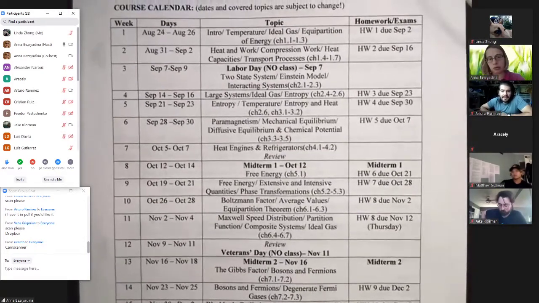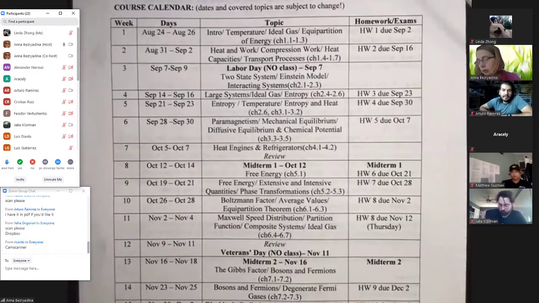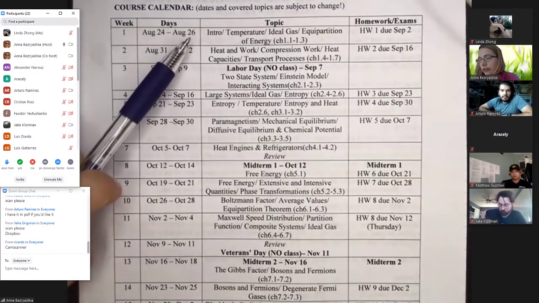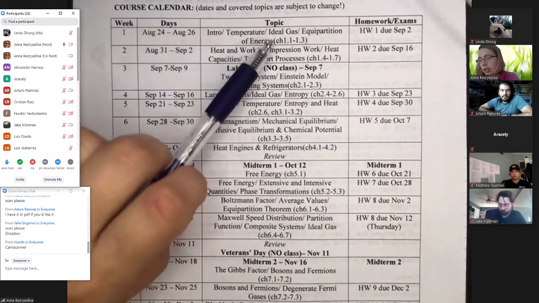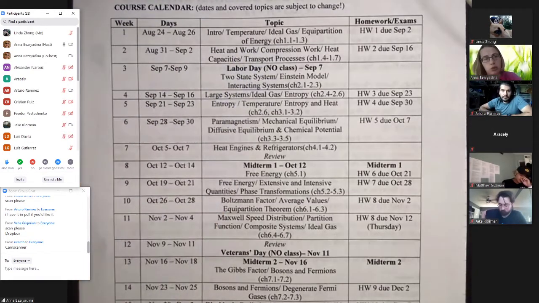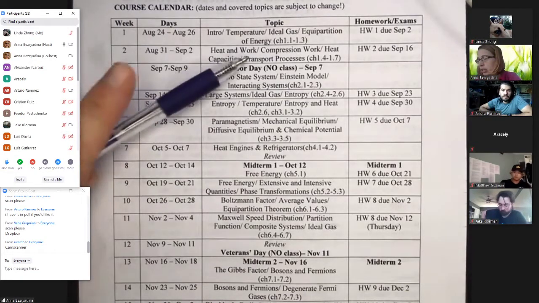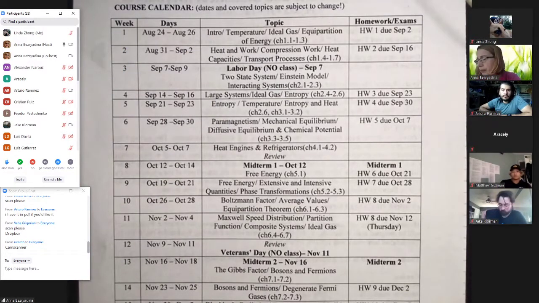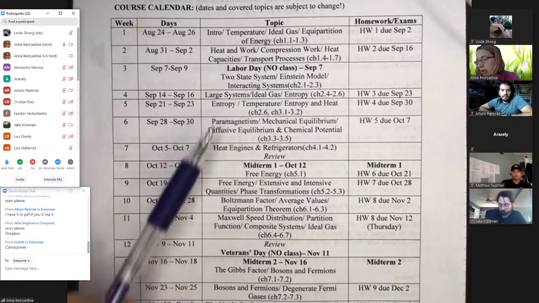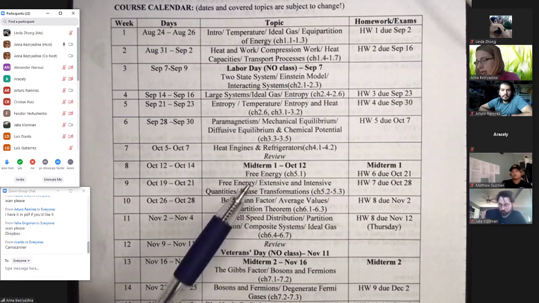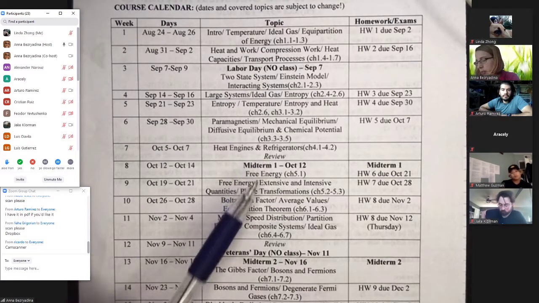So here you can see it. It's almost full of it. You can see I tried to put for each week what kind of topics we cover. Here we have chapters which correspond to the book, and you can see we pretty much follow the book. Here there are some holidays, and I put in some midterms. There are reviews before each midterm and before the final exam.